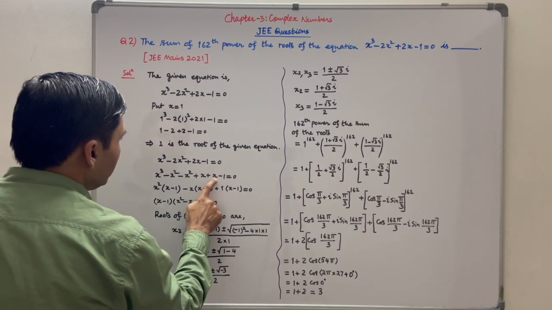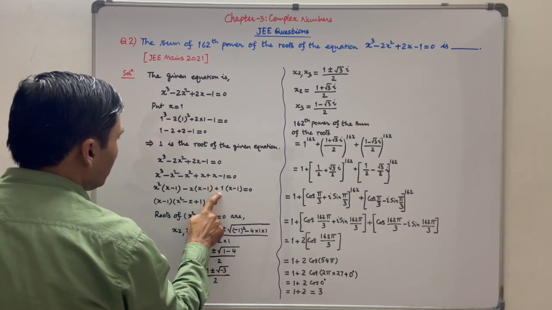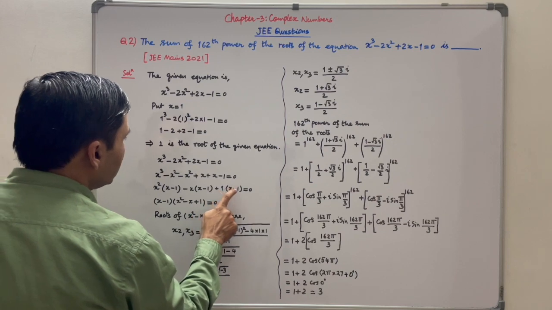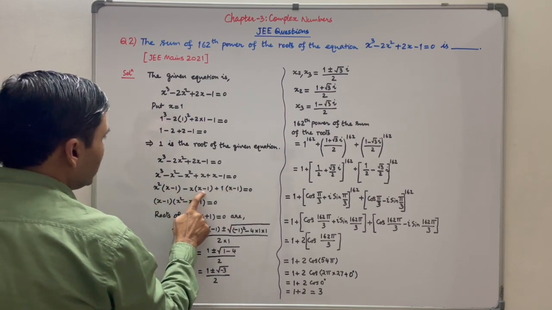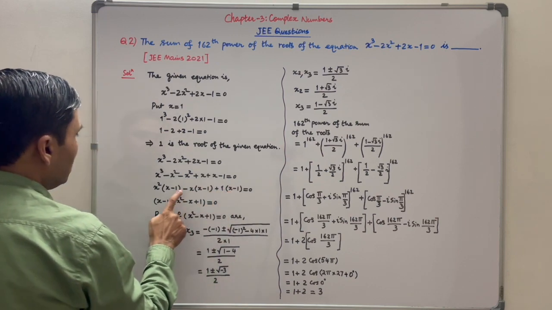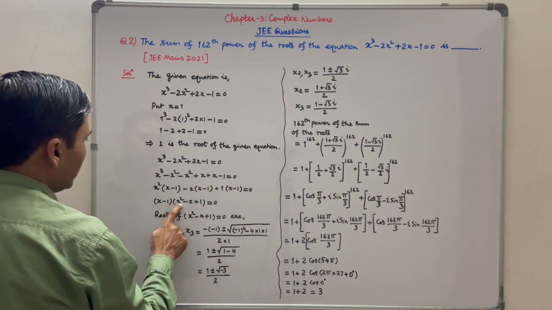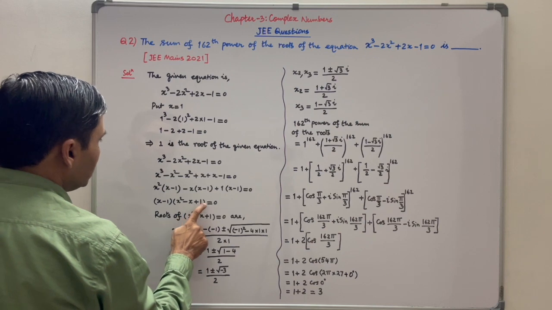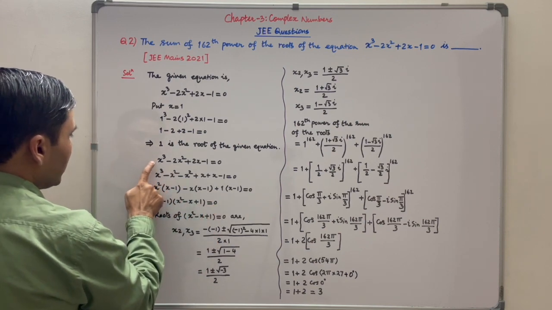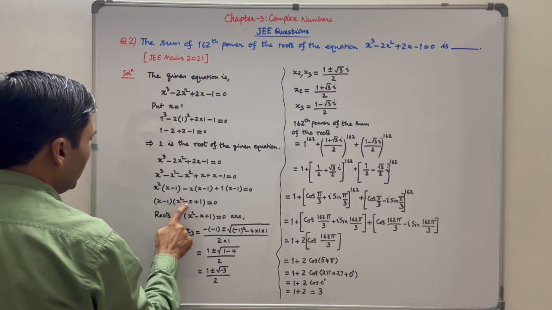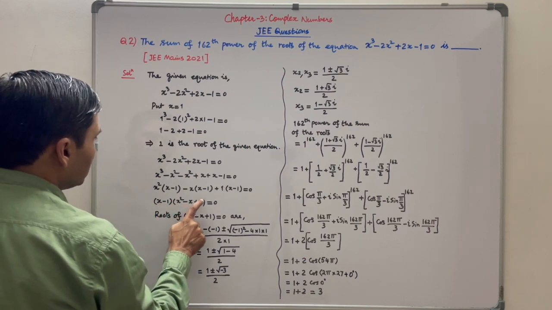And in term 5 and 6, we can take plus 1 common, so that inside the bracket it is x minus 1. Now we can take x minus 1 common in 3 terms. So it will be x minus 1 into x square minus x plus 1 is equal to 0. We have factorized the given equation as x minus 1 into x square minus x plus 1 is equal to 0.